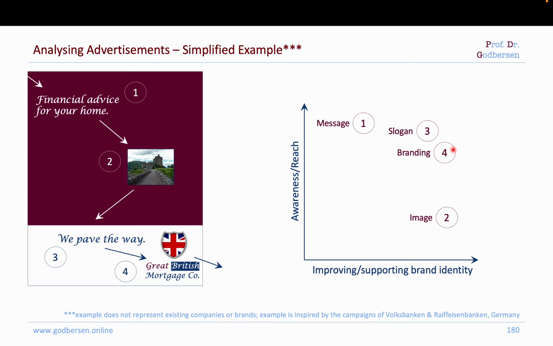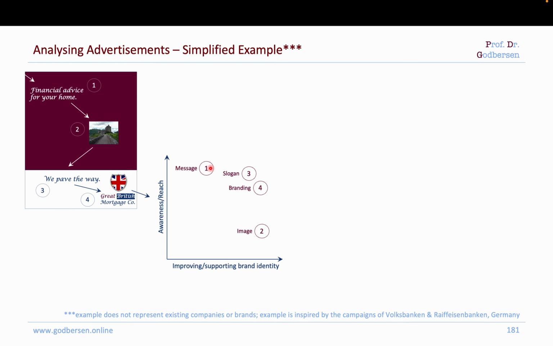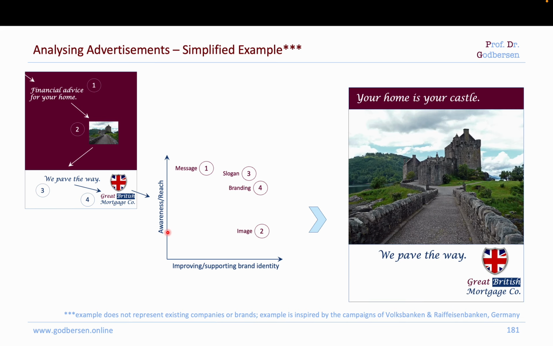Now, how could you improve the whole thing? So the slogan and branding were rather fine. We don't need to do much. Message, high awareness, formal design might be okay, but the content, that is questionable, that is not good, that is boring. Image on the other side, brand identity very good, but awareness, that is not great. So what you could come up with, you change the message to something like, your home is your castle. It evokes emotions and what people are striving after, building their own castle. So you have improved the message.